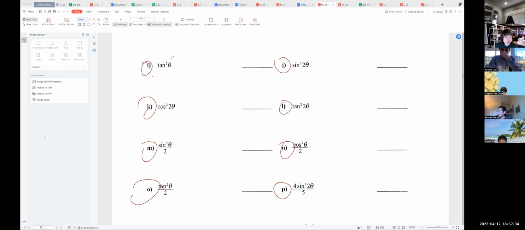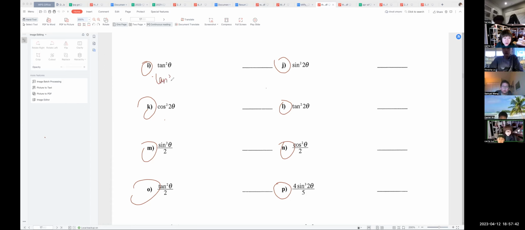Okay, so let's take a look at the first one. So tangent theta squared. So Samuel, let's take a look at this one. So tangent 30 equals what? 1 over square root 3. Is it square root 3? No, I said 1 over square root 3. Yes, 1 over square root 3, right? So tangent squared equals what? Equals 1 over square root 3 times 1 over square root 3. So it equals 1 over 3. Correct, everybody?